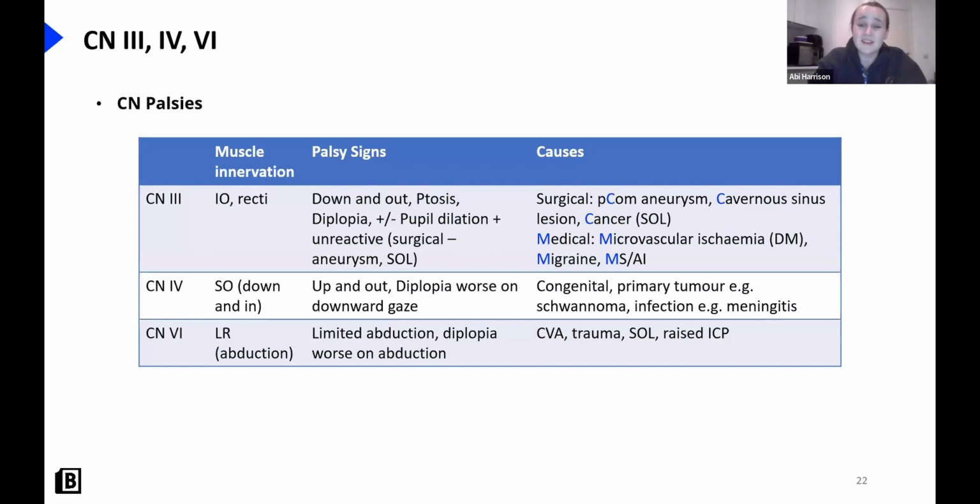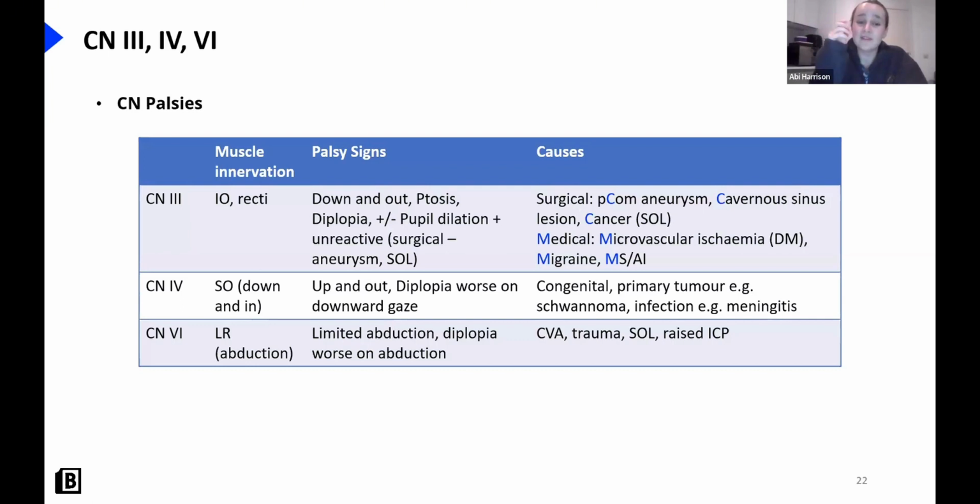Things that can cause this are congenital problems, a primary tumour like a schwannoma of the nerve, and infections like meningitis. And then the last palsy that we'll speak about is a cranial nerve 6 palsy. That's a palsy of your lateral rectus muscle, so moving the eye outwards or temporally. You can't abduct the eye, or they can't do it very well. So you get double vision worse when they're trying to do that.